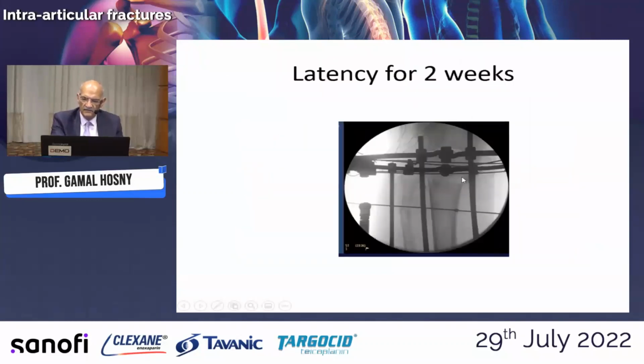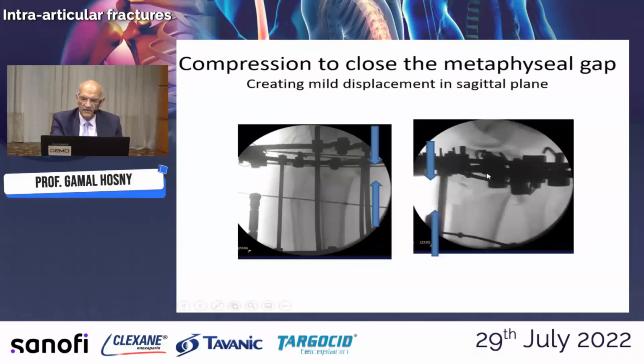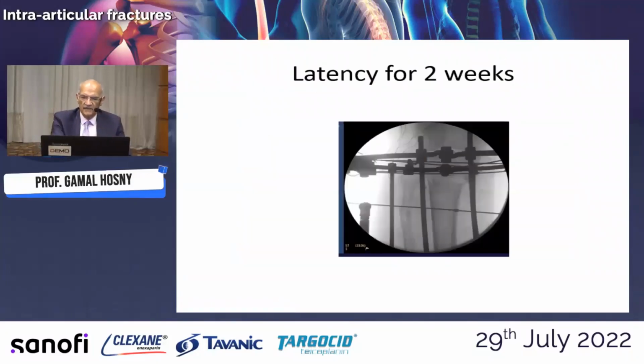Compression. You see, in the operating room, we close the gap acutely by doing compression between the proximal and distal parts. And look, we end up with compression, and we wait for a couple of weeks. We consider the fracture as a corticotomy, or closed corticotomy. And we close the gap with compression, and we wait for 2 weeks till healing starts.